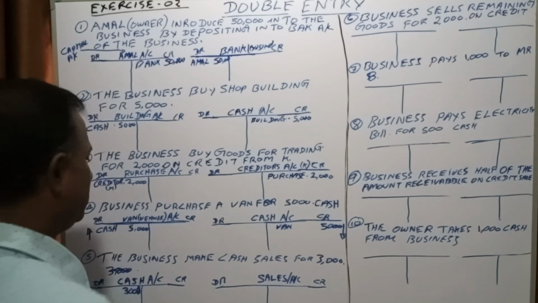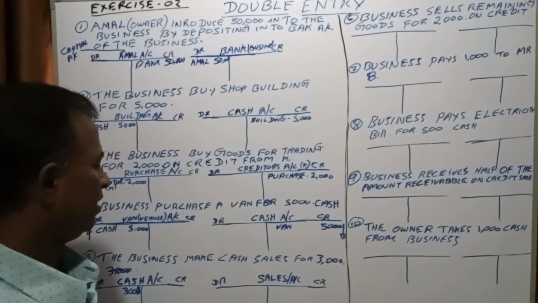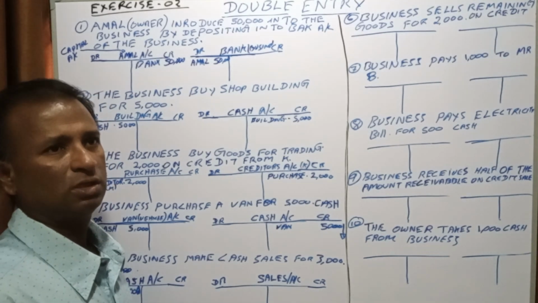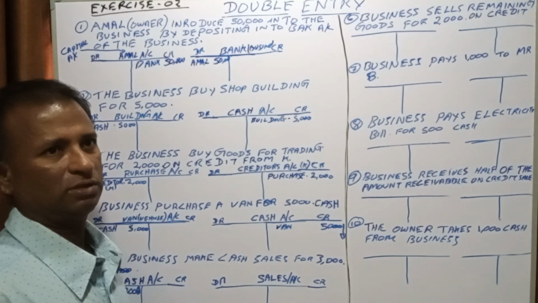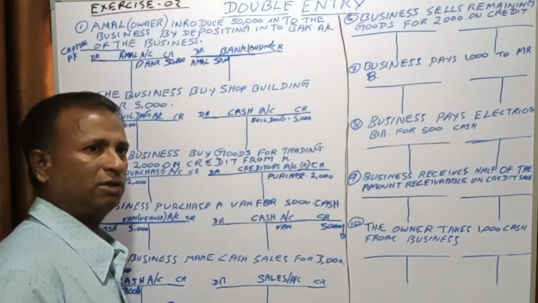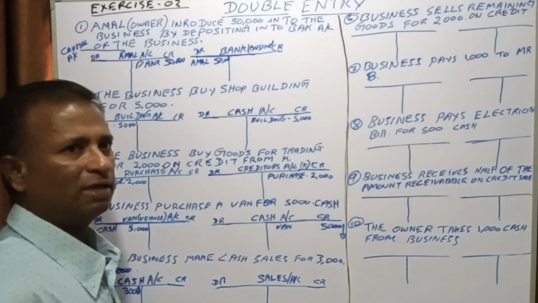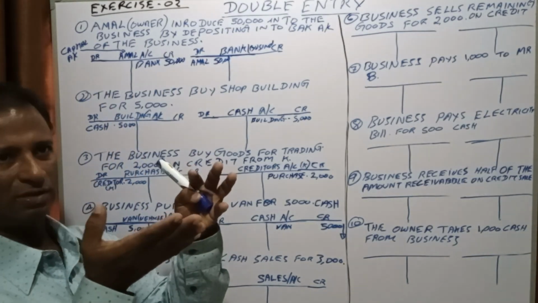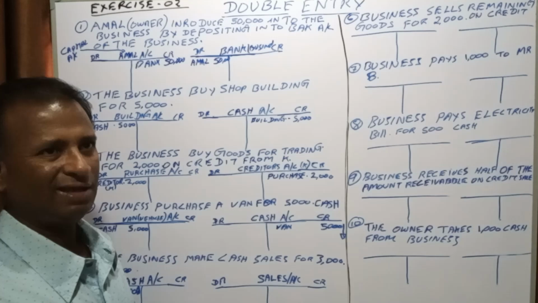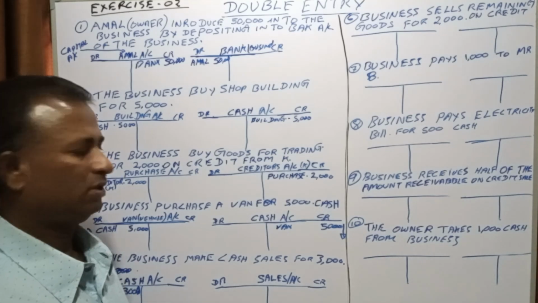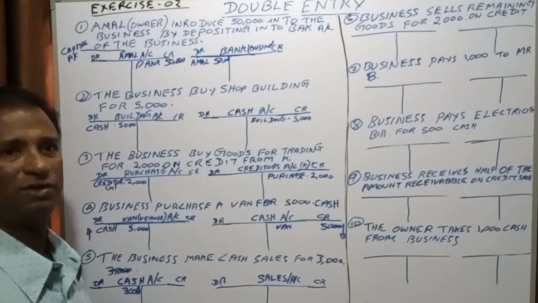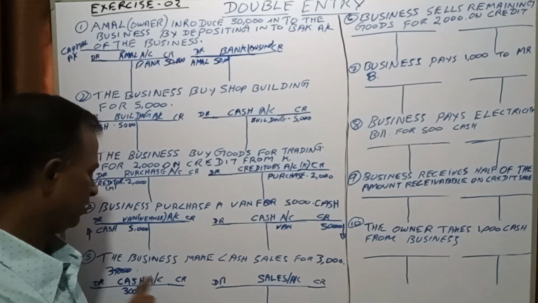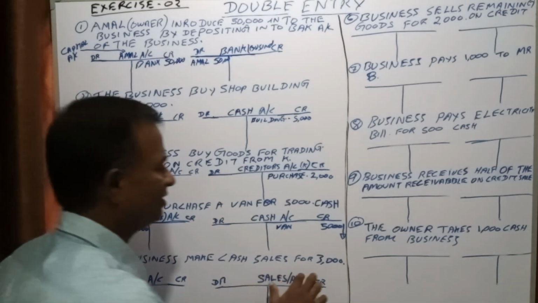The other account affected is the sales account, because we are selling the goods which we were holding for resale. When the goods are going out, that is decreasing the asset. And another thing is that sales is regarded as a revenue.